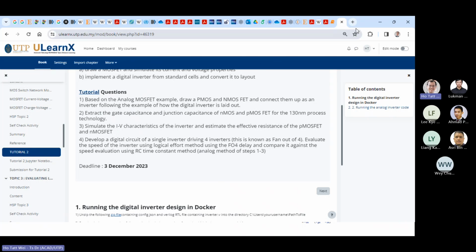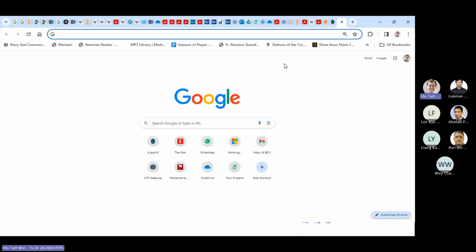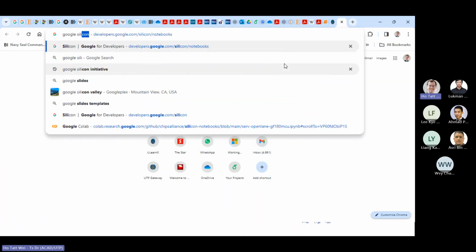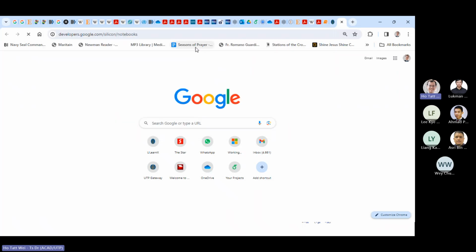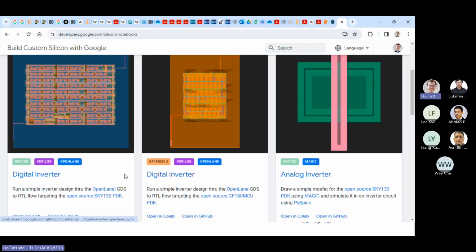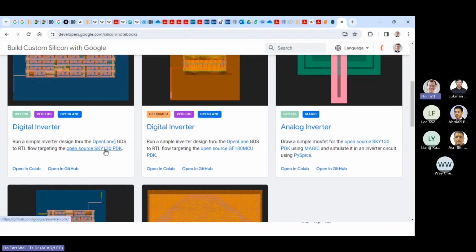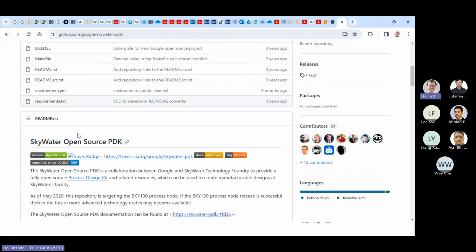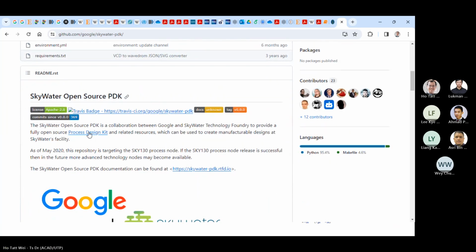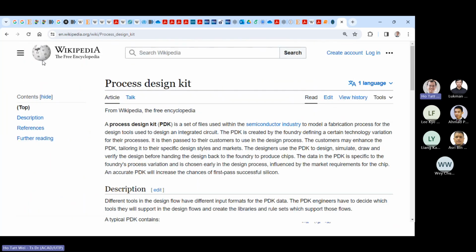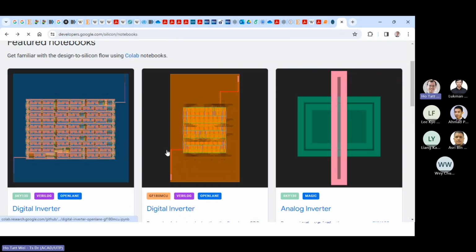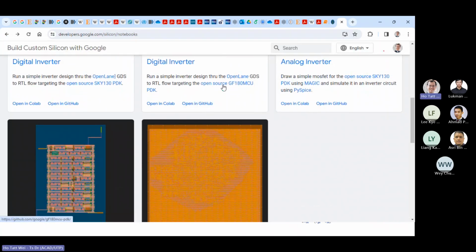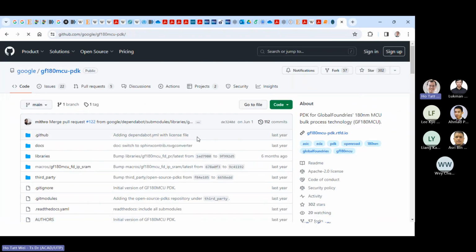Please open the Google Colab, the Google Silicon Initiative. Please take a look at this part here. There are the libraries, like the 130 nanometer, 180 nanometer ones. There is the documentation for it. Please take a look at that. We had covered that in the previous recorded session.